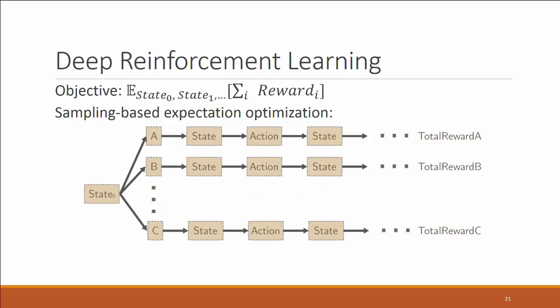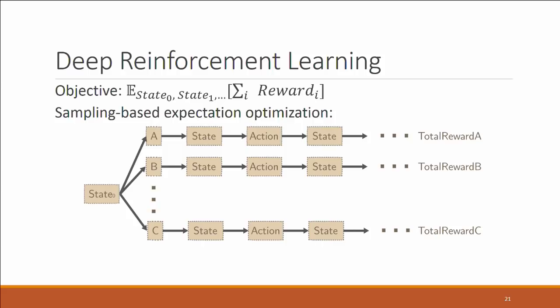Now we can move on to the deep reinforcement learning part. This involves two sub-steps. First, we want to use importance sampling to approximate this expectation. To do this, you start from initial state 0, and you have a stochastic controller from which you can draw 3 possible actions, A, B, and C.